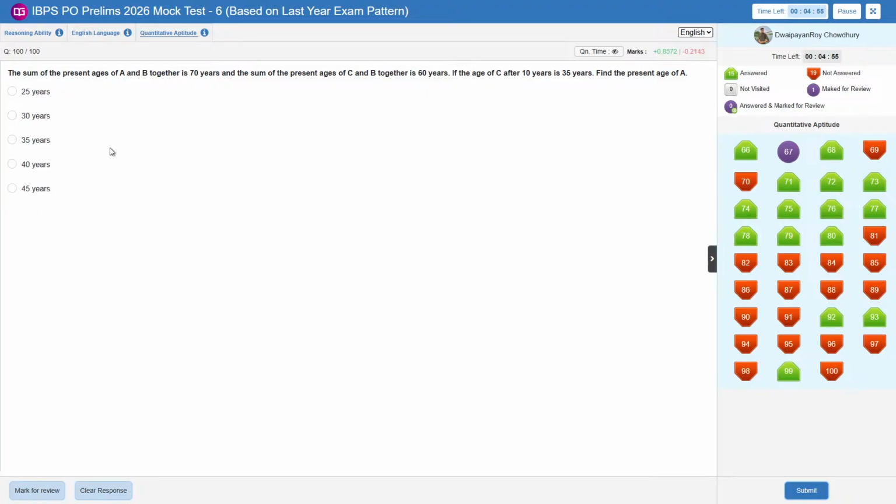Sum of the percentage of A and B 70. The sum of B and C 60. So A plus B is 70. B plus C is 60. Minus, so A minus C is 10. Age of C after, so current age of, so A is currently 35.